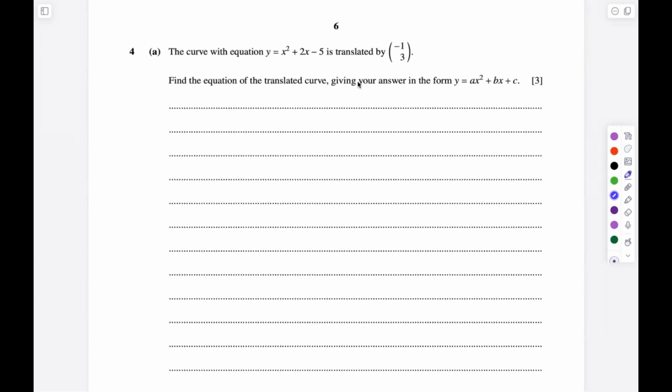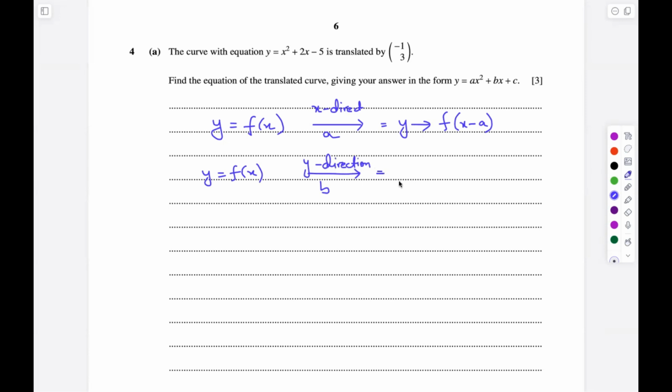Now, when we have a translation in the x and the y direction, let's say if you have a function y equals f of x, if there's a translation in the x direction and the movement is of a units, then we write it as y equals f of x minus a. And if there's a translation of, in this case, b units in the y direction, it means we will add b to the complete function f of x. So in this case, y will be equal to f of x plus b.